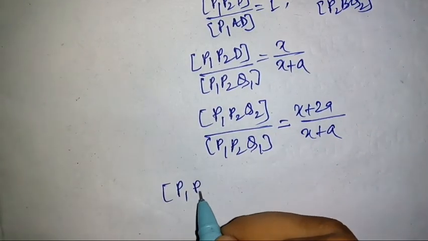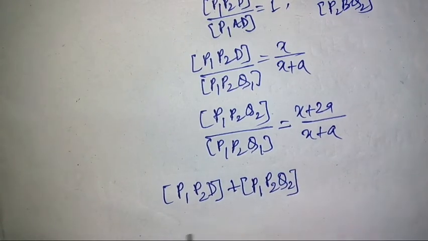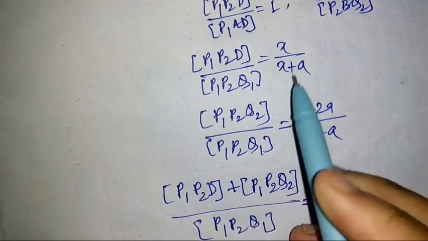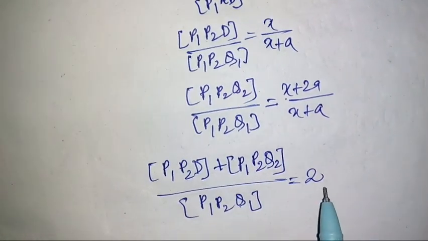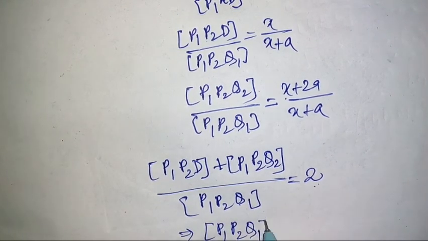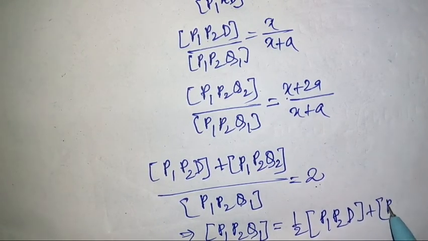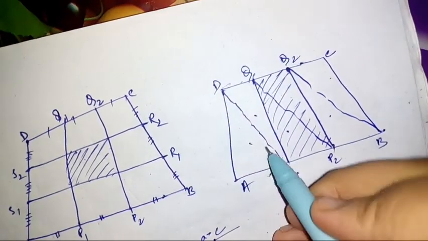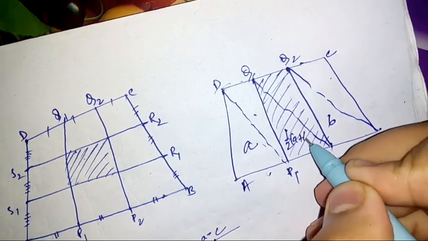Now I want to relate this area, so let me add P1P2D plus P1P2Q2. If I add these two ratios, then what I get is X plus X, 2X plus 2A, that is 2 into X plus A, and X plus A is also in the denominator, so this comes out to be 2. So I get a very important result: P1P2Q1 is half of the area of P1P2D plus P1P2Q2. So in our given diagram, let me denote this area by A and this area by B. So this area is half into A plus B.